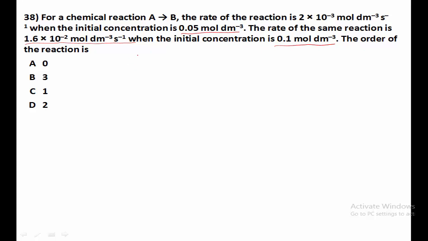Here again two cases are given. I will consider the first case. Okay, case 1. What have they given in case 1? For the reaction A gives B, the rate of the reaction, let us consider R1, is 2 into 10 raised to minus 3. It is R1, 2 into 10 raised to minus 3. And the initial concentration is how much?